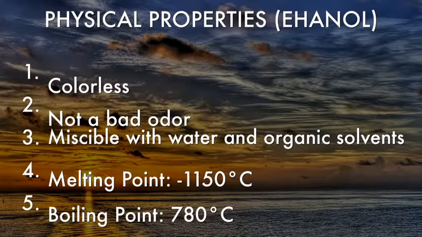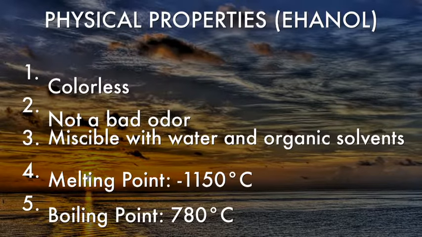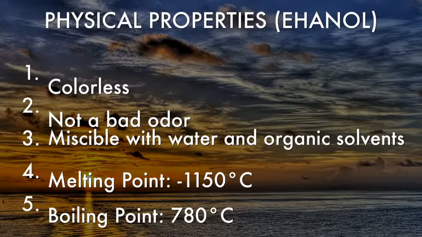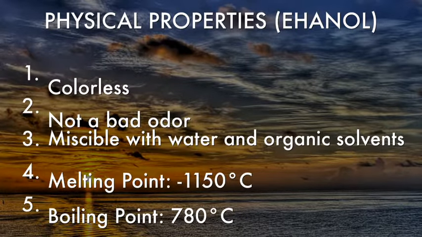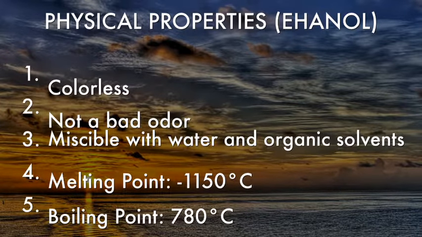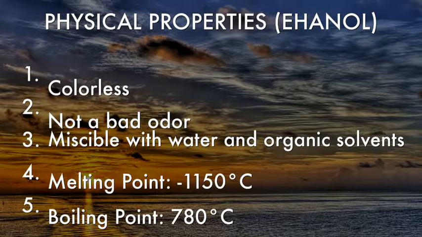Here are the physical properties of an alcohol that's named as ethanol. 1. It is colorless. 2. It does not have a bad odor. 3. It's miscible, or basically it's mixable with water and organic solvents. 4. The melting point is negative 1150 degrees Celsius. 5. The boiling point is 780 degrees Celsius.